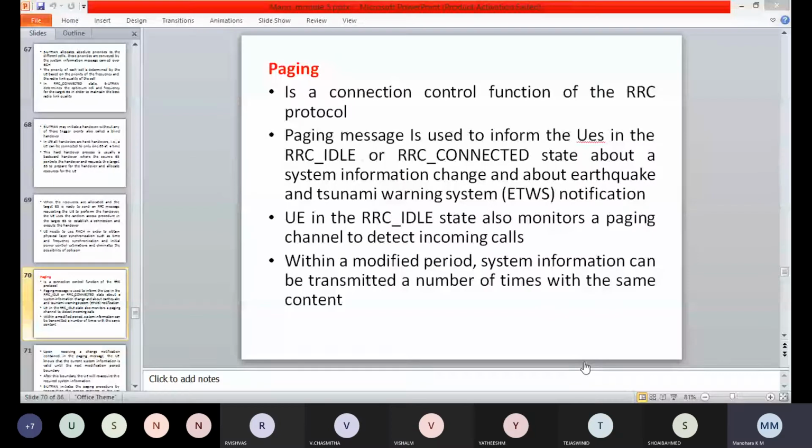So in the last class, we discussed mobility management. In that we studied the S1 mobility and X2 interface. Can anyone tell which are the three phases of the S1 interface and X2 interface?